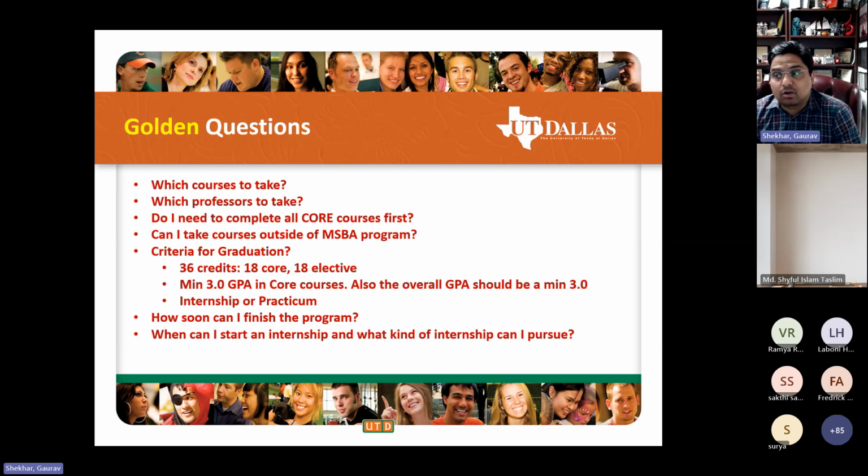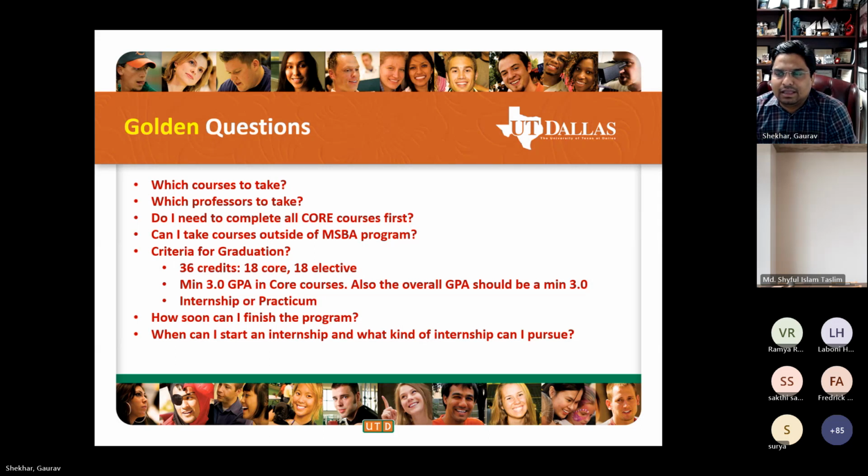Do I need to complete all core courses first? You don't have to. You can always mix and match with electives. What we generally recommend is to try to finish them as soon as possible, because towards the end of your degree program, if you're interning, let's say out of state, you don't have a lot of flexibility in terms of what courses you can take, because you'll have to take them online since you're not in person.